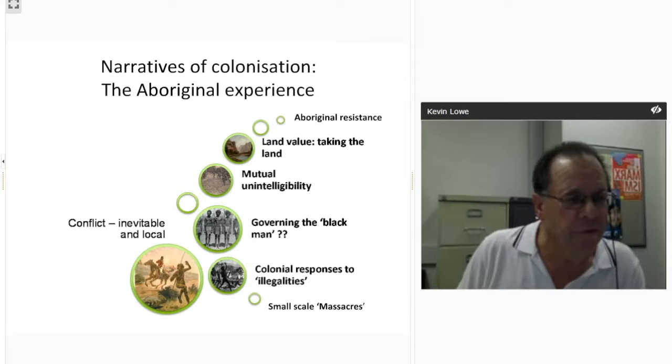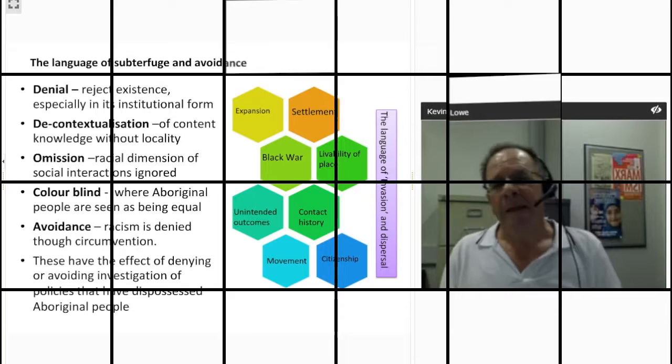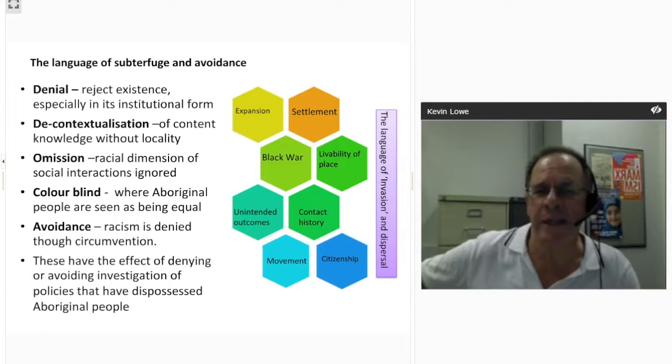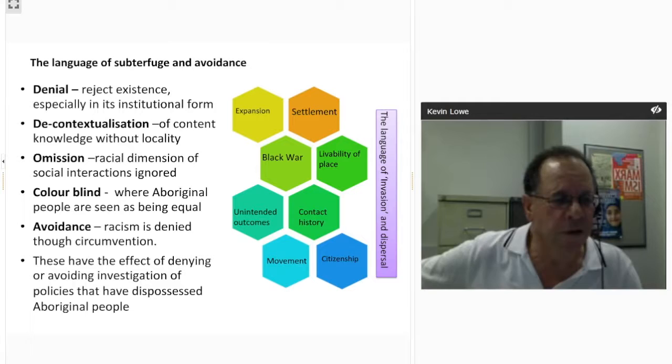Out of this narrative, of course, there is nothing to tell us about the colonial management of Aboriginal people, of missions or reservations, farm labourers, and the impact on sociocultural life or of community agency. These things I've tried to capture around the notion of denial, the rejection of the existence of what actually happened. The decontextualisation of content, so we lose any sense of the locality of what occurred. We also have the language of omission, the racial dimension of social interactions being ignored. It also legitimates and privileges European presence and the consequence of European views and their histories and knowledge over Aboriginal people. And it constructs a version of Aboriginal legal and moral legitimacy and sovereignty from a white perspective.